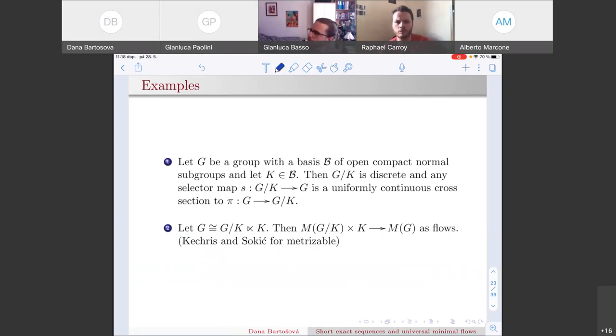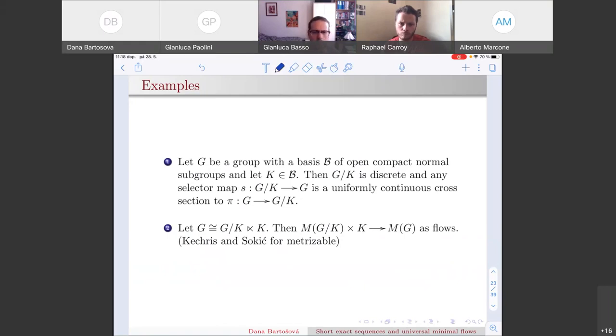So it sort of came out from trying to generalize it to things that are not totally disconnected. And then I found this result of Kechris and Sokic, where they were looking at semidirect products on really both sides. So you can have one side compact, the other one not, and then you just put the M in the appropriate place. But there you also get an isomorphism. So they did it for metrizable, but it works for non-metrizable as well.